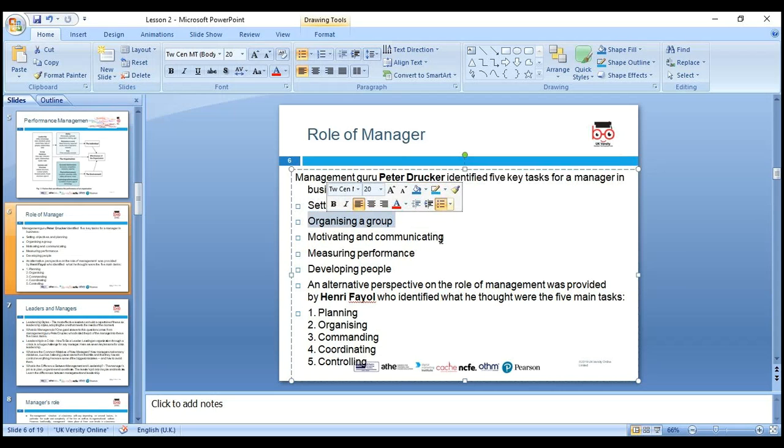Organizing group, motivating and communicating between the stakeholders, measuring performance, developing people. If you're a manager, your job is to develop the people as well. An alternative perspective on the role of managers was provided by Henri Fayol, one of the great scholars as well.